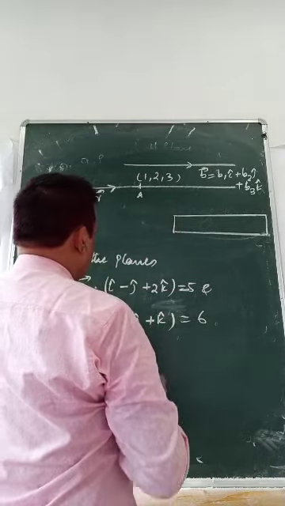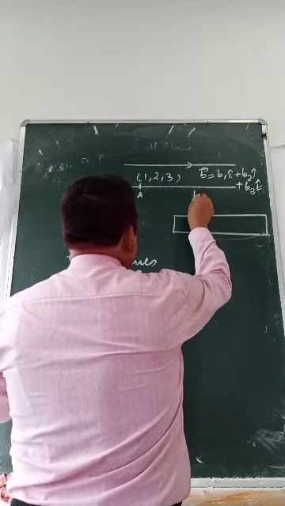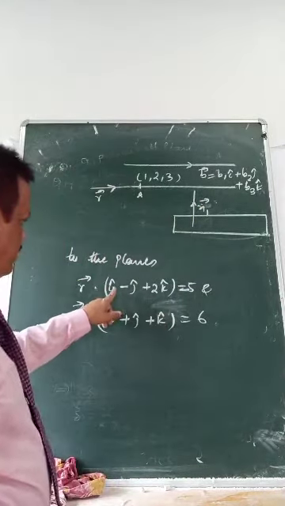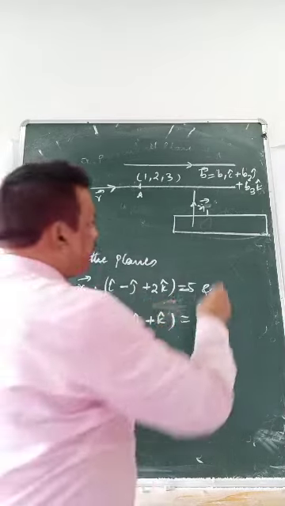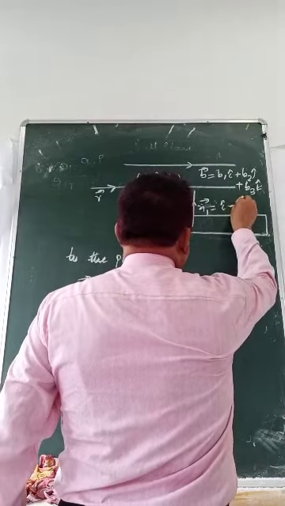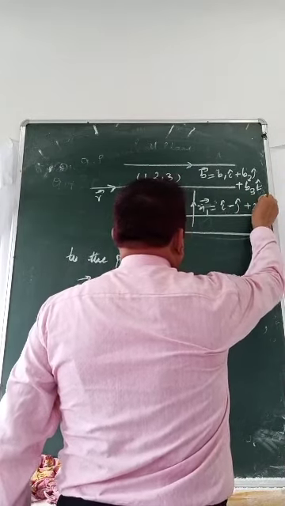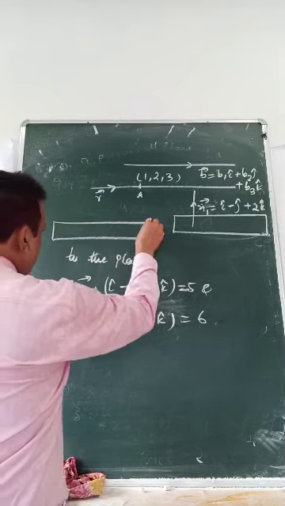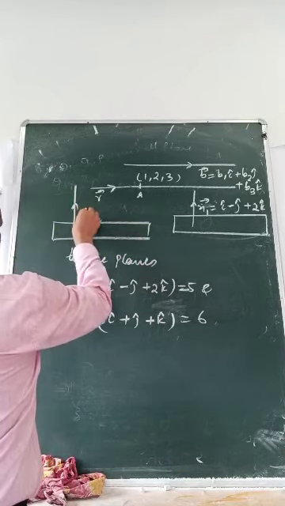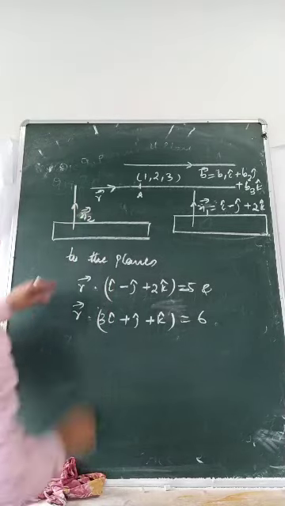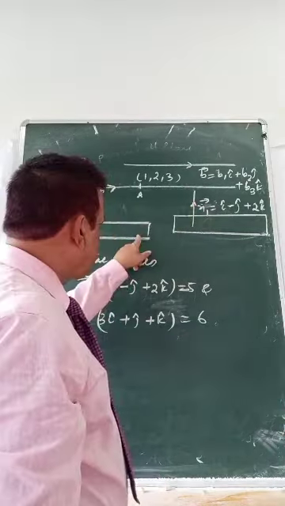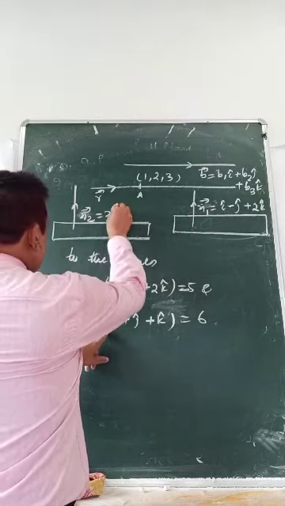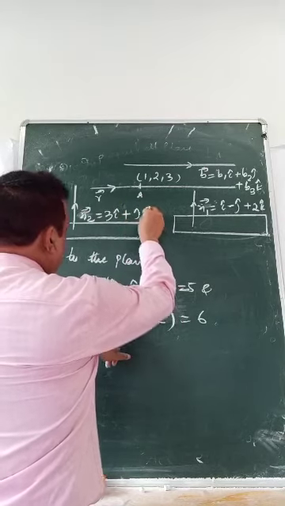This plane has a normal n1. How much is n1 here? i minus j plus 2k. Also this line is parallel to another plane. This also has a normal n2, because the line is parallel to the given planes. What is n2 here? 3i plus j plus k.